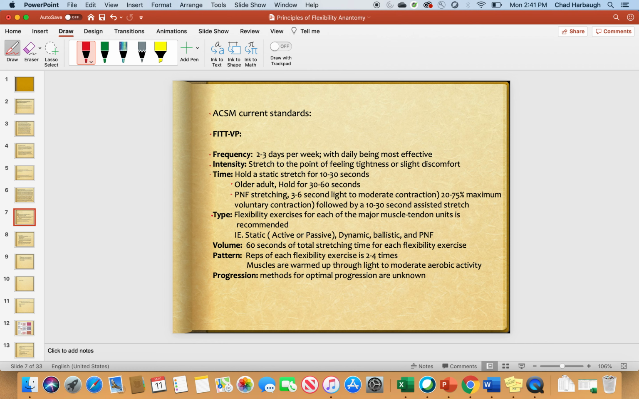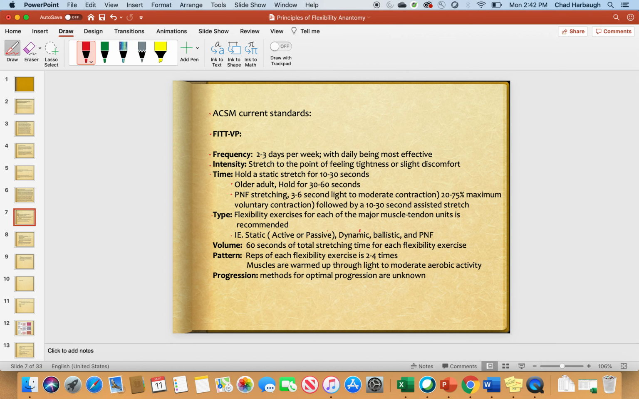There are many different types of flexibility exercises that can be used to help major muscle tendon units. The ones that are most often recommended or most often seen are static stretching. The difference between active static and passive stretching: an example of active static stretching would be you touching your toes, and passive stretching would be having a partner assist. For instance, you're lying on your back and a partner assists with raising your leg.